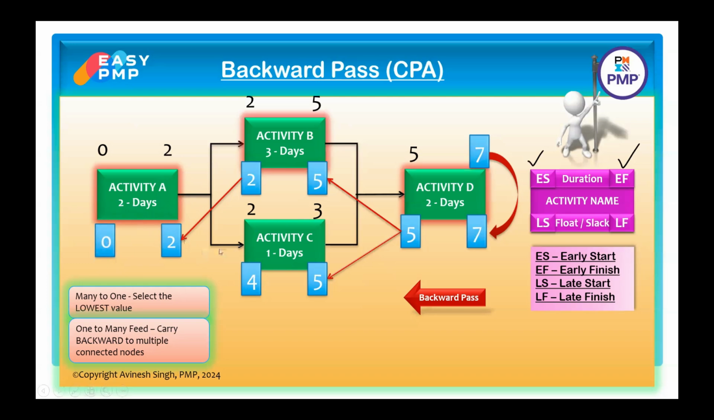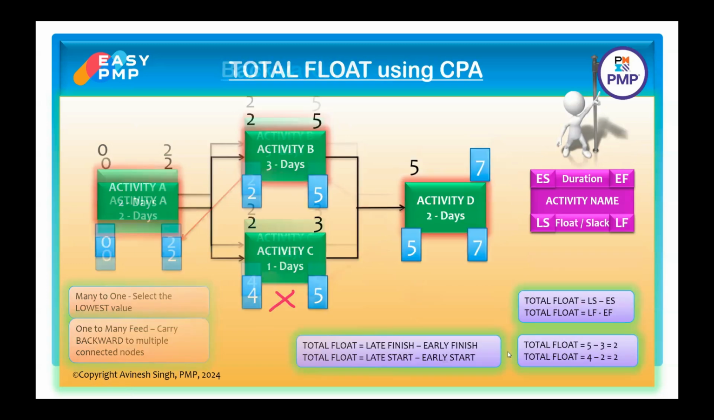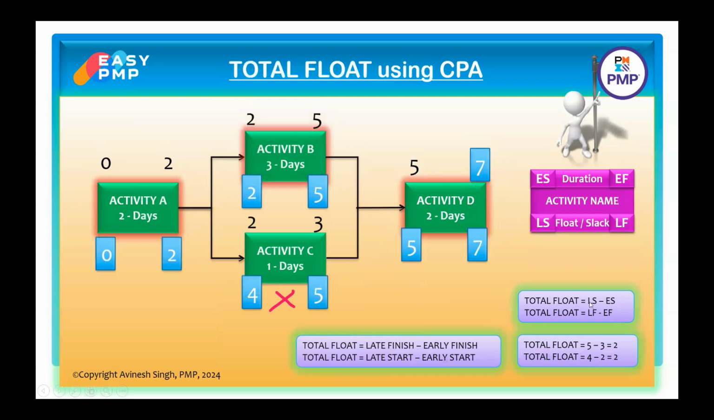Now there is an important conclusion with this backward pass. First of all, let us see the formula for calculating float. The formula is LS minus ES. We can see in the diagram LS minus ES and LF minus EF both give the total float in this network diagram. So let us calculate: 7 minus 7 is 0, 5 minus 5 is 0. So for this activity, the total float is 0.